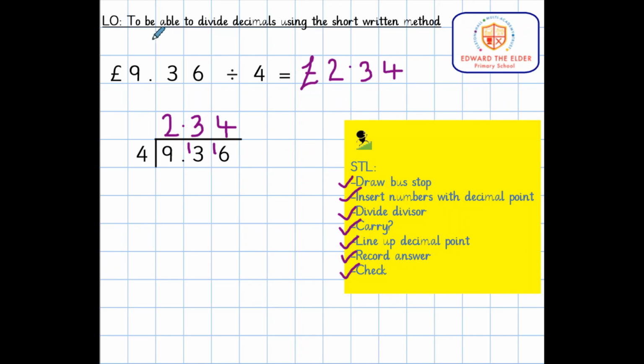Yes, we have. So today we were dividing decimals using the short written method, a method that we were very familiar with already, however with the addition of the decimal point today. So remember, this is when we are applying our math skills to real life problems. So £9.36 divided by 4 today is £2.34.